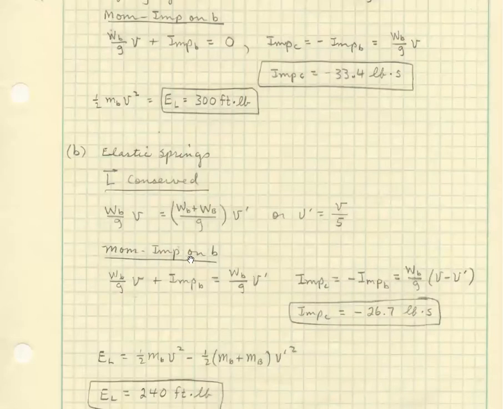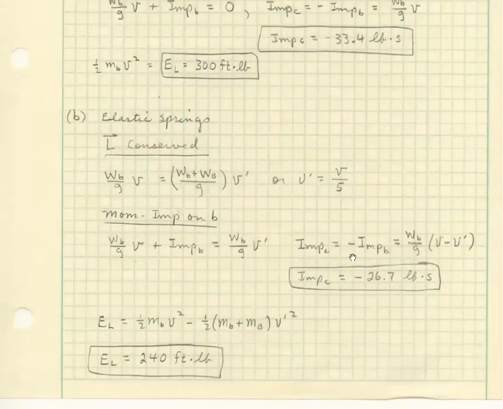Then we're going to look at the momentum impulse on B again. Here's object B with its momentum. There's its impulse. Here's its final momentum right here, V prime being this. And so, again, remember that the impulse applied to C is the negative of the impulse applied to the block. And so you end up with this expression coming from this over here, and you get the impulse applied to C as minus 26.7 pound-seconds.